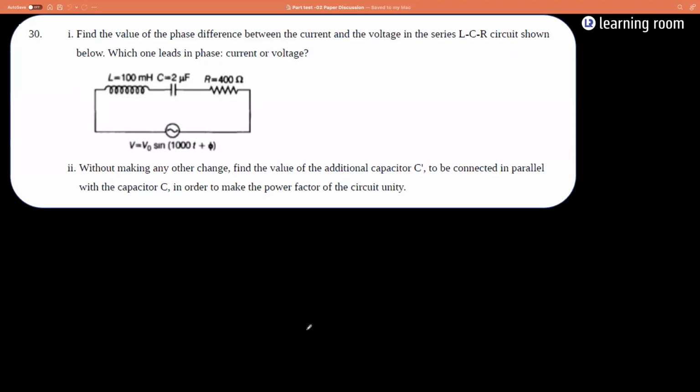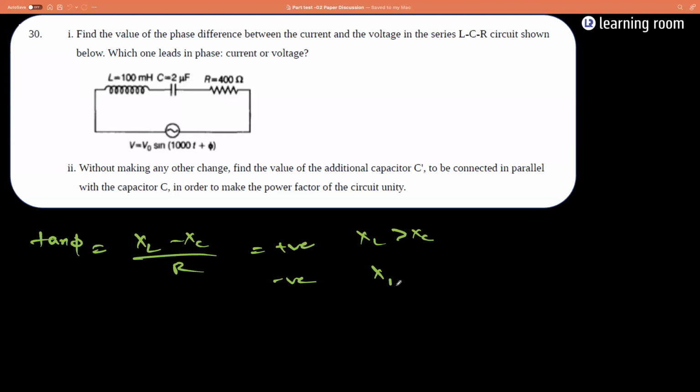So what is the answer for this? Find the value of the phase difference between the current and the voltage in a series LCR circuit. Which one leads in phase, current or voltage? So what you do, find the value of the phase difference. Can you find the phase difference? Tan phi will be equal to XL minus XC divided by R. If this value comes out to be positive, then XL is greater than XC. If it comes out to be negative, then XL is less than XC. That's one.